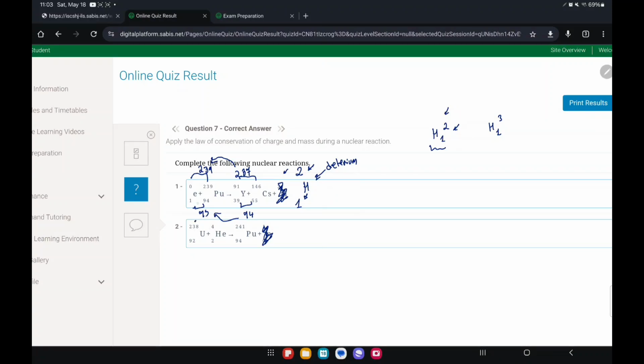Okay, here 238 plus 4 is 242. Here it's only 241. Down here it's 94. Down here it's 94. I need to add something to this 241 to get 242. That's 1. And then here, no need to add, so it's 0. What has 0 charge but 1 mass number? Obviously, that's a neutron, n.